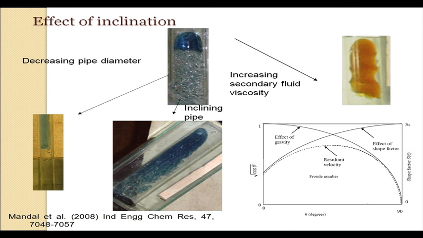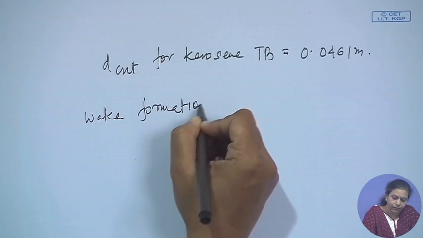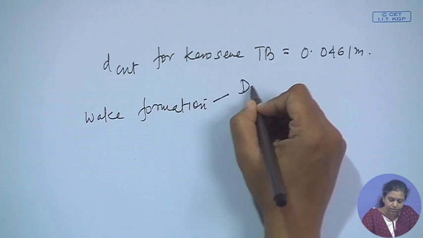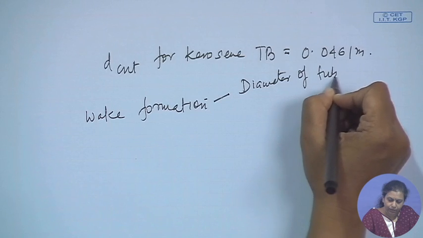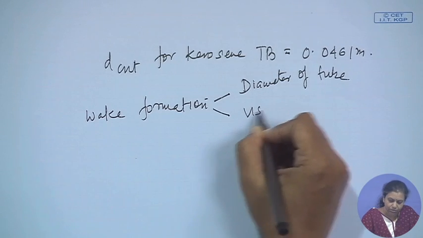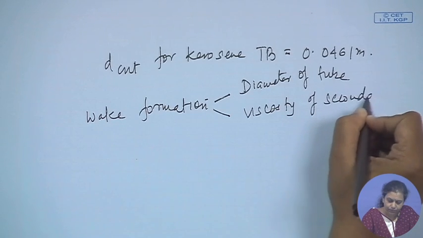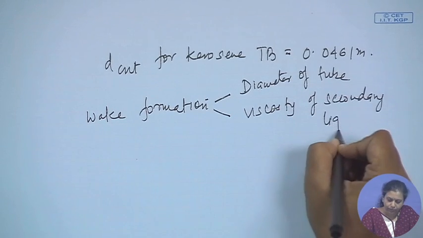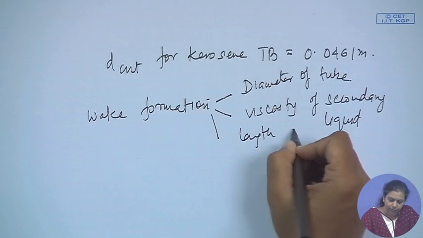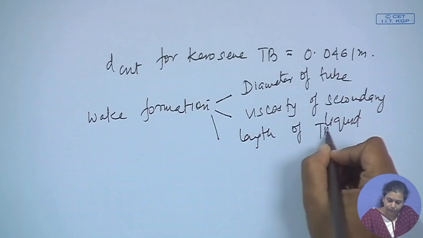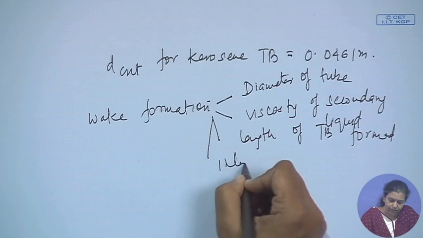So, the wake formation, in summary, depends on four things: diameter of tube, viscosity of secondary liquid, length of Taylor bubble formed, and interfacial tension.